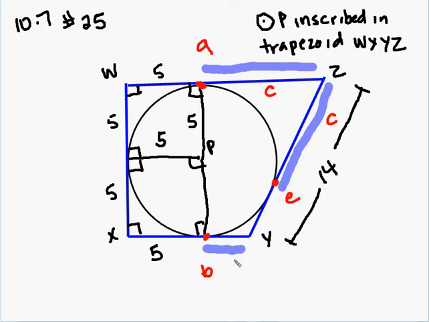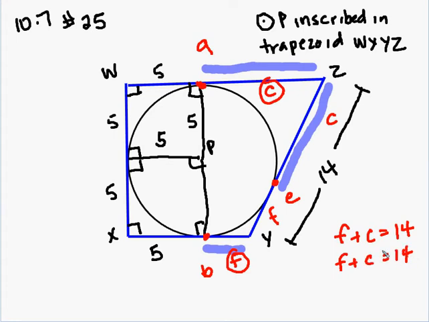Then from B to Y, I'm going to call that distance F. And then again, E to Y is going to be F. So based on what we're given, if YZ is equal to 14, then I know that F plus C is also equal to 14. Well, it just so happens that AZ plus BY is also F plus C. So now I've figured out my unknown lengths.